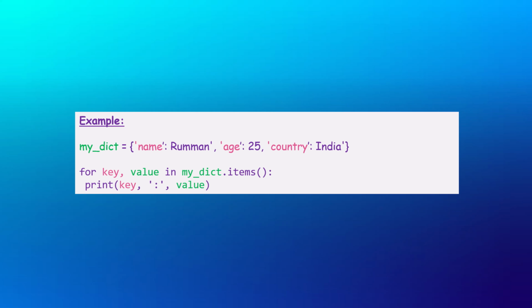maps to a specific value. The for loop starts by calling the items method on the dictionary, myDict, which returns a view of the dictionary's key-value pairs as a sequence of tuples.